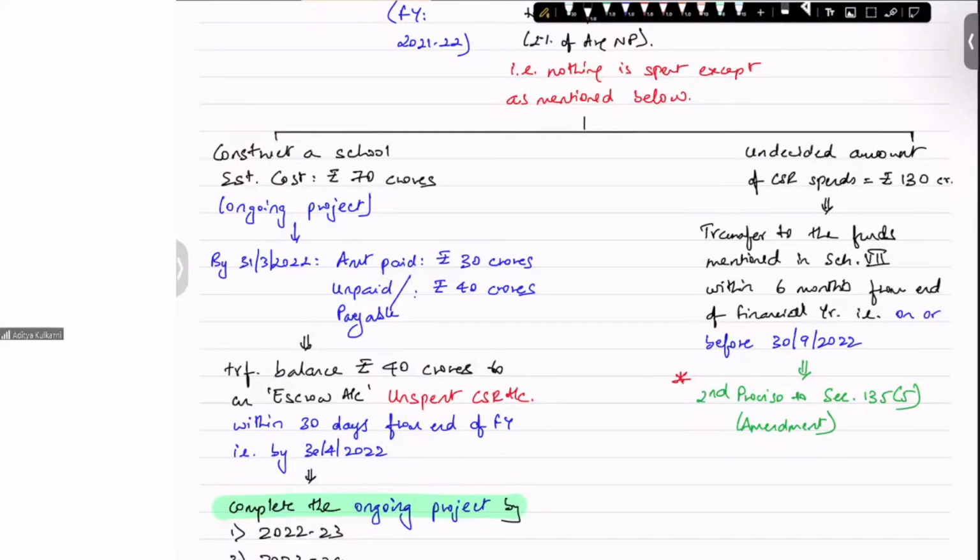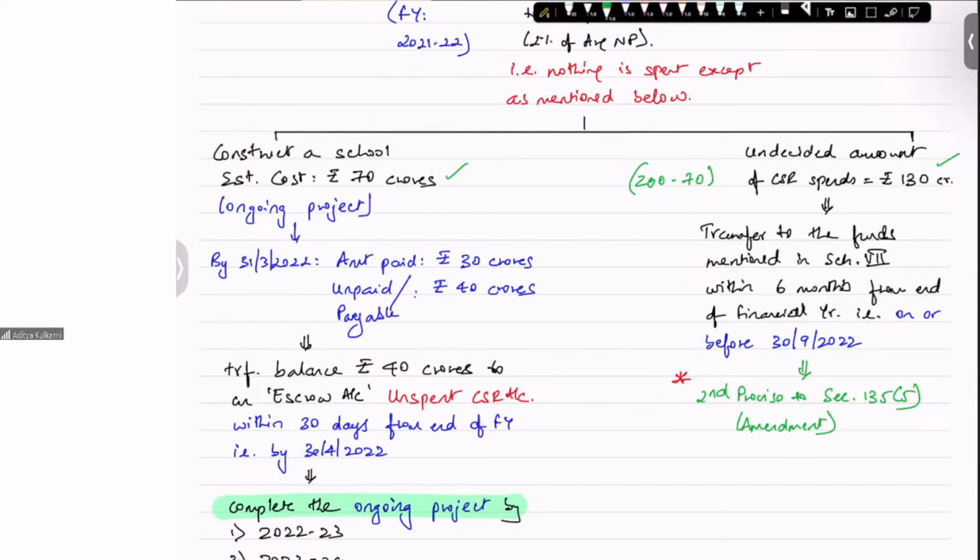So if the estimated cost is 70 crores, you know that this is a project which is going on. That means out of 200, 70 is probably going to be incurred for the school. So the undecided amount is 130 crores. How did I get 130? 200 total, estimate for the school is 70, so you are left with 130.